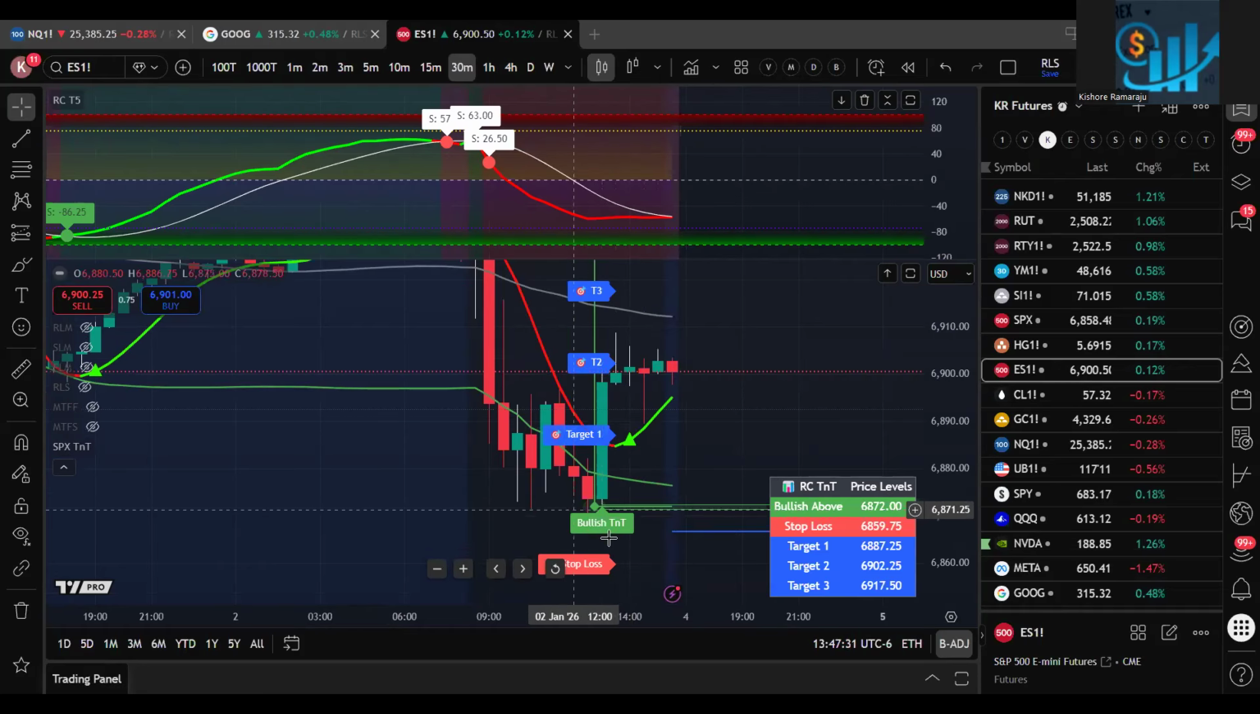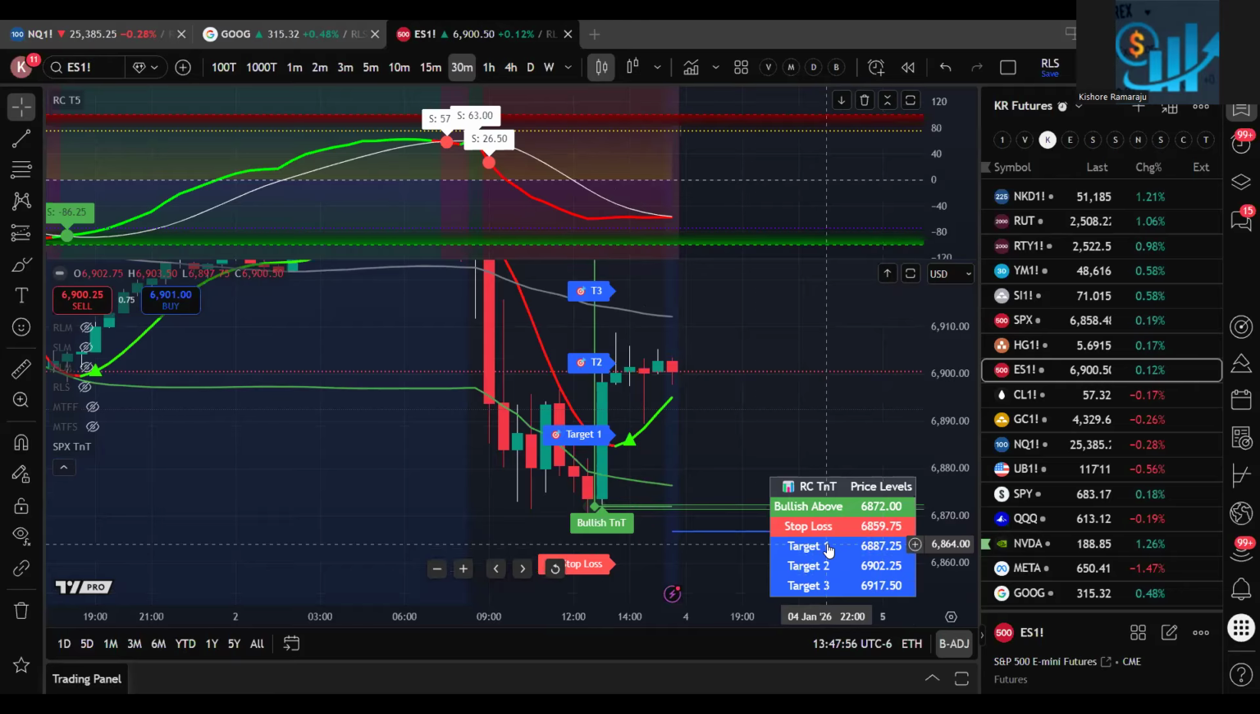So when you get a bullish tag and turn, then immediately it will show you that okay, this is above 68.72. It will go to 68.87, 69.02, 69.17. These are the targets. So bullish means you can buy it, you can go long, and this is the stop loss. It is telling if price breaks below this level, you take the stop loss. Otherwise, you can hold until all these three.